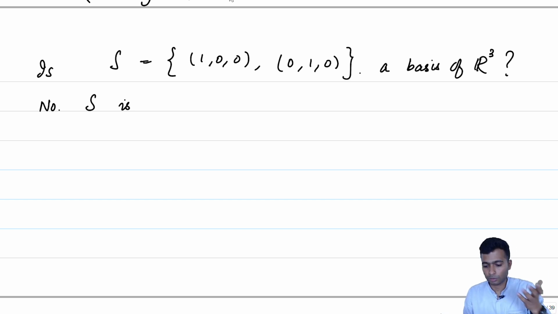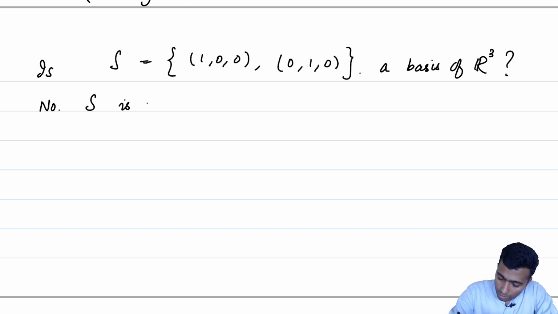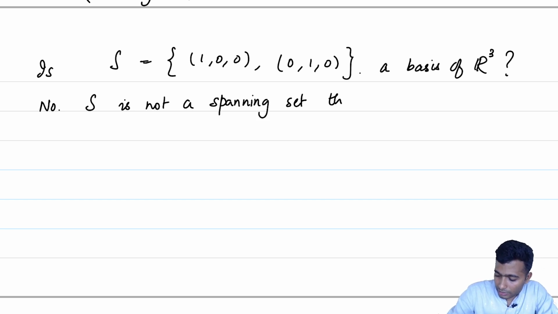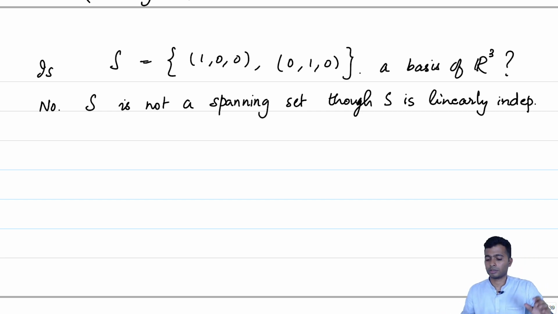In fact, we notice that (0, 0, 1) will not be in the span of S here. So, this is not a spanning set, though S is linearly independent. These two examples highlight that both properties, being a spanning set and being a linearly independent set, should be satisfied. Even if one of them fails, it will not be a basis. So, it is a basis if both properties are satisfied. So, yes, this is not a basis.